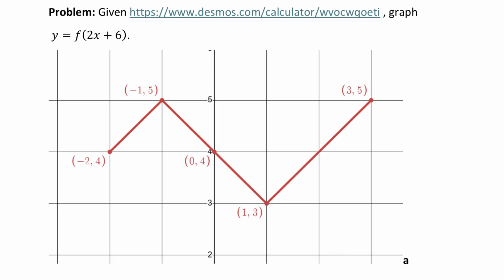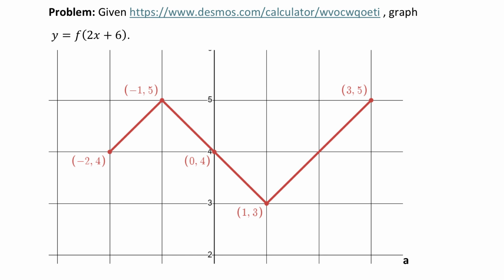Now I've got one last question here that's a little bit interesting. We're going to, again, focus on this graph that we have here with these points. And I'm going to give you a bit of a strange transformation equation. y equals f(2x + 6). Go ahead and pause the video and see if you can come up with the transformation.